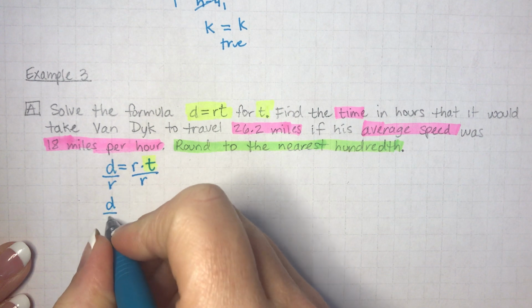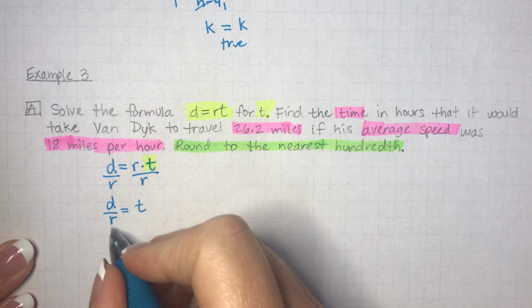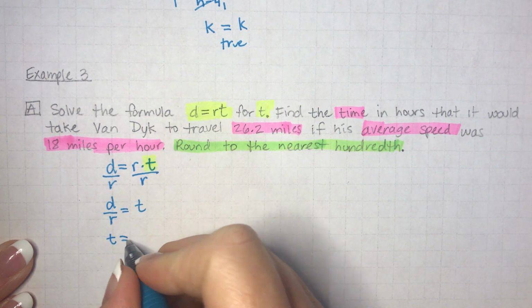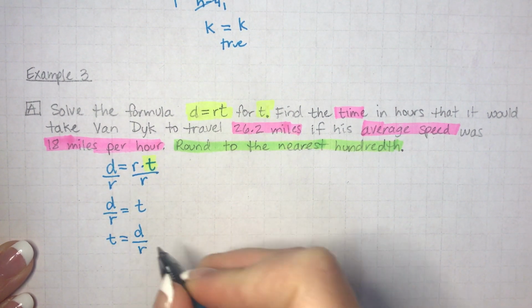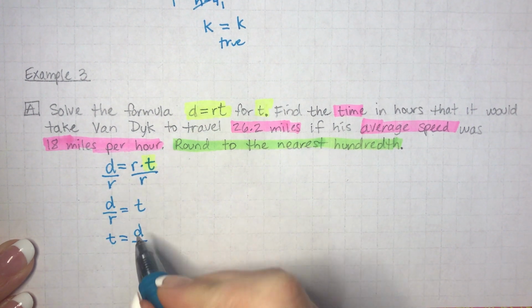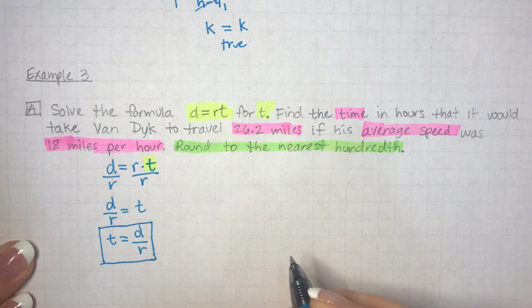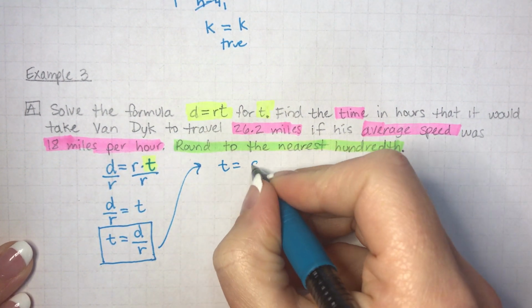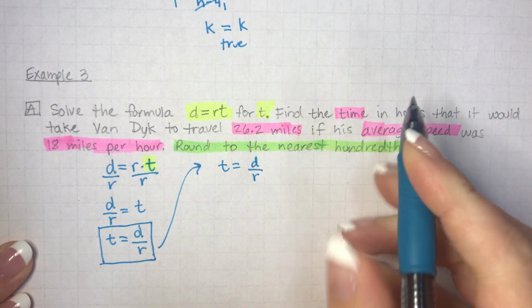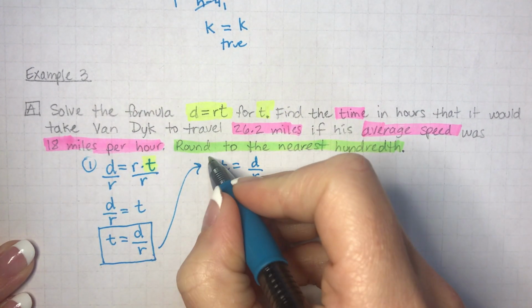We get D over R equals T, and then we're going to use the symmetric property of equality to get that variable that we want on the left side of the equation. Okay, so that's what we end up with. There is our equation. So I'm going to take that and write it up here. So we have T equals D over R. Okay, this is the first part. Now we're on to the second part.